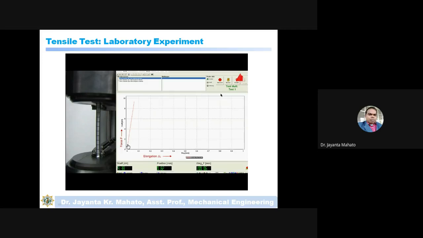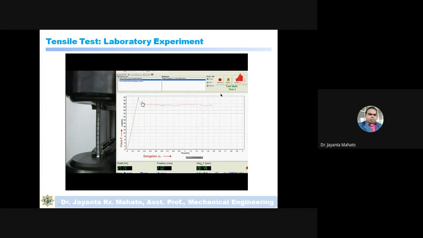You can directly get the elongation from this extensometer also. Now see what will happen here. The material starts to elongate, and the load will increase. In this window, the value is increasing, in kilonewton. And what happened here? The load suddenly decreases. This phenomenon is actually called the yield point phenomenon.